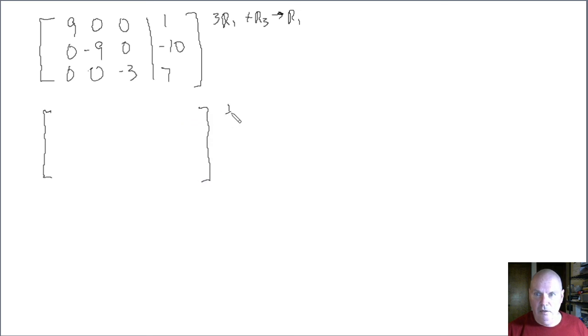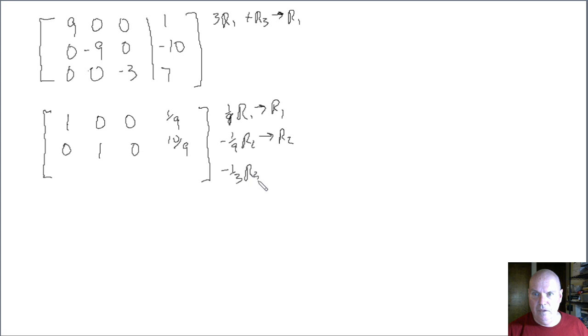I'm going to take 1/9 of row 1 to replace row 1. So that will give me 1, 0, 0, 1/9. And then I'll take a negative 1/9 of row 2 to replace row 2. That will give me 0, 1, 0, 10/9. And then finally I'll take negative 1/3 of row 3 to replace row 3, that gives me 0, 0, 1, and negative 7/3.